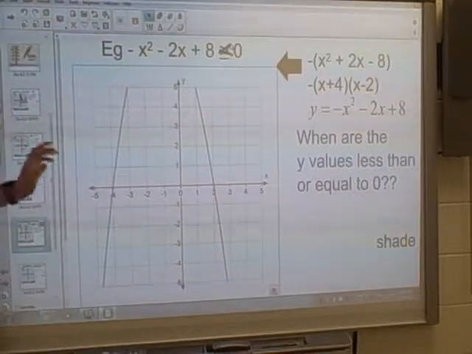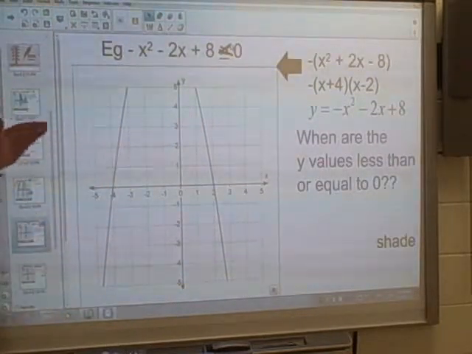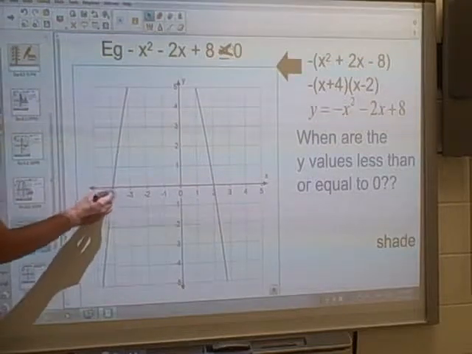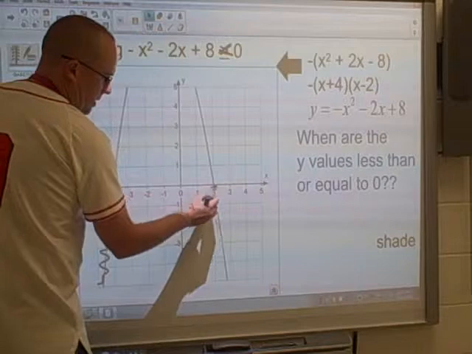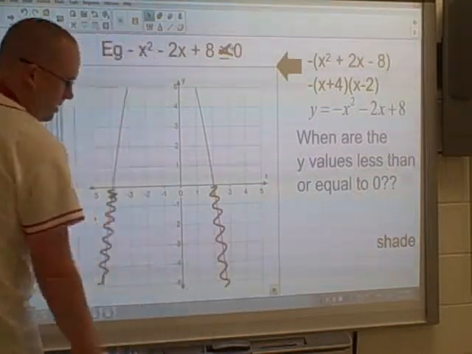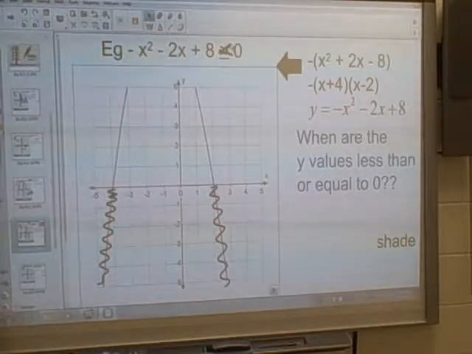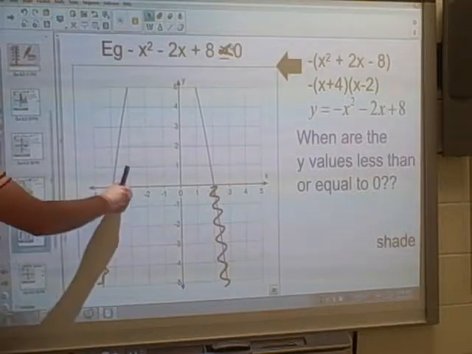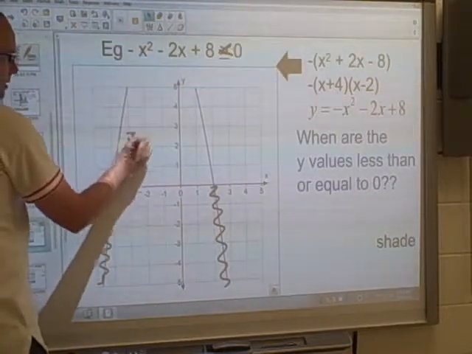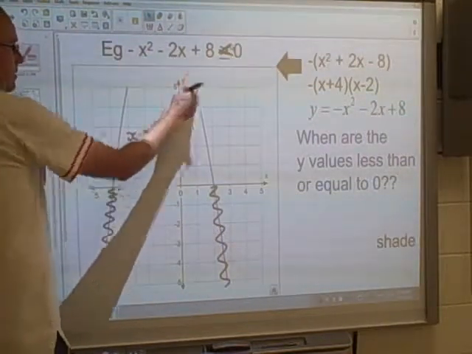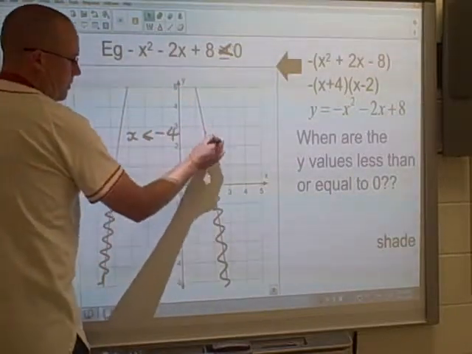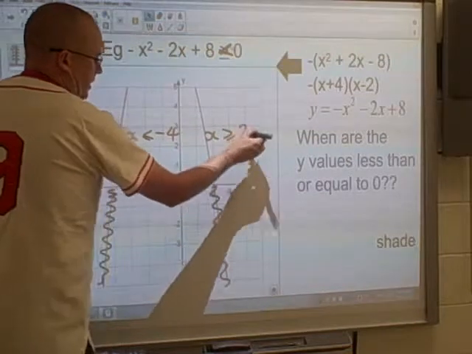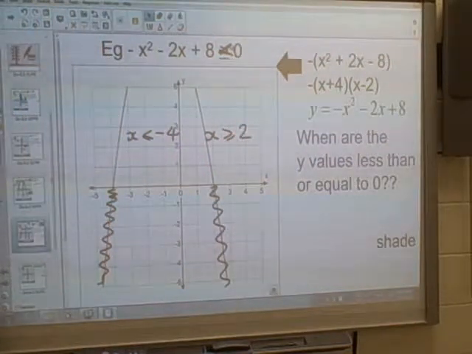So same thing, I've got my graph drawn. The only thing I'm looking for this time is when is it less than. So I'm really looking at the parts when it's below the x-axis. So in other words, here and here. I notice that these values are to the left of negative 4, so I would say x is less than or equal to, because of the question, negative 4. But also we go to the right of 2. So x is greater than or equal to 2.